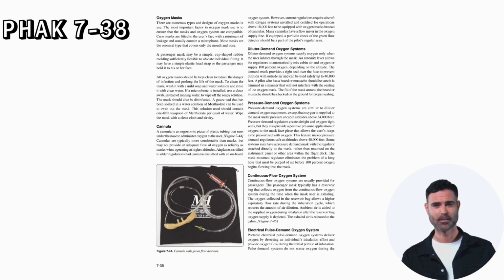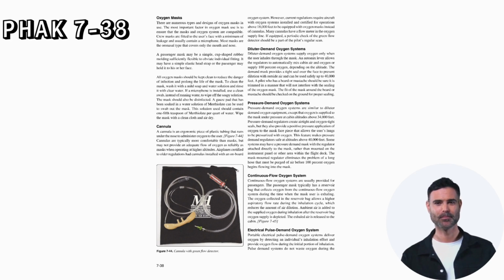Diluter demand oxygen systems. Diluter demand oxygen systems supply oxygen only when the user inhales through the mask. An automix lever allows the regulators to automatically mix cabin air and oxygen or supply 100% oxygen depending on the altitude. The demand mask provides a tight seal over the face to prevent dilution with outside air and can be used safely up to 40,000 feet. A pilot who has a beard or mustache should be sure it is trimmed in a manner that will not interfere with the sealing of the oxygen mask. The fit of the mask around the beard or mustache should be checked on the ground for proper sealing.